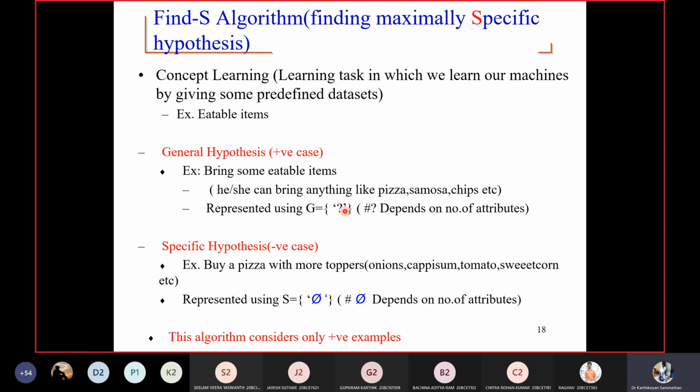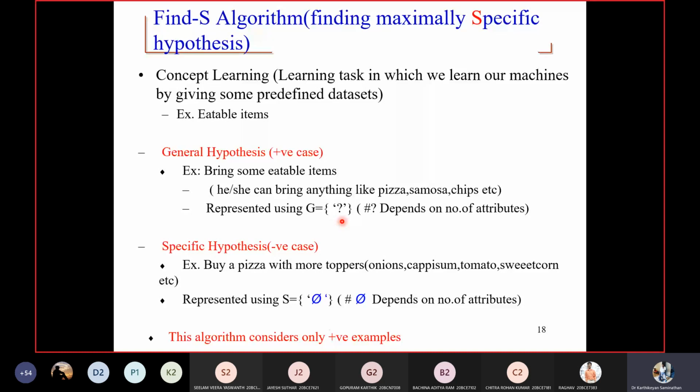In the previous example, you have 6 attributes: sky, temperature, humidity, climate, forecast, and wind, etc. So similarly, if you have 6 attributes, you should represent with 6 question marks. I hope you are clear. So please keep it clear. I am taking you slowly into the problem. Now, when I say positive test cases, you need to represent G with a question mark, because you need not touch anything in the general hypothesis. That is why I am keeping this one.